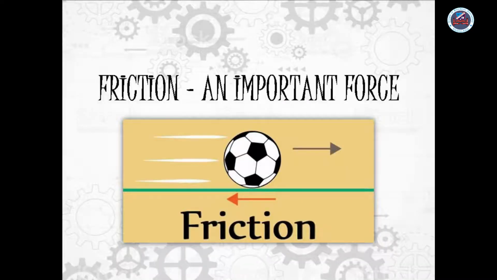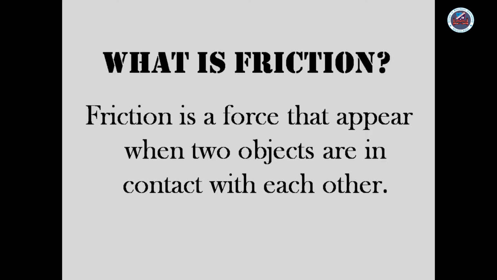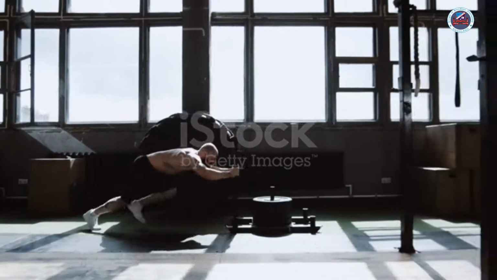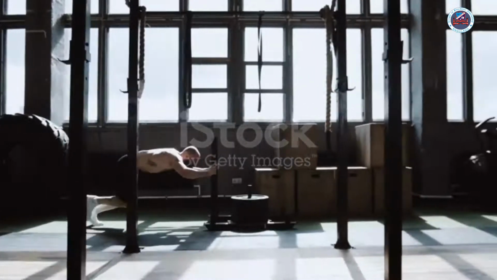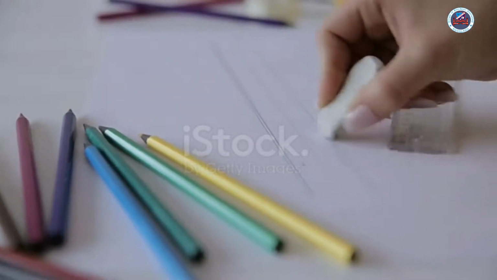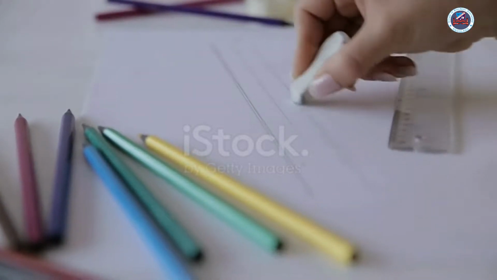Friction, an important force. What is friction? Friction is the force that appears when two objects are in contact with each other. For example, when we rub our hands together, we can feel the force of friction. Or when we push a heavy object, it is difficult to push it due to friction. And when we use the eraser, we can feel the force of friction.